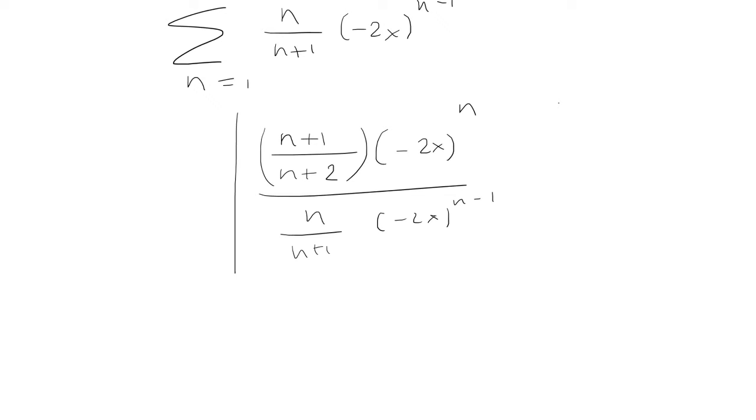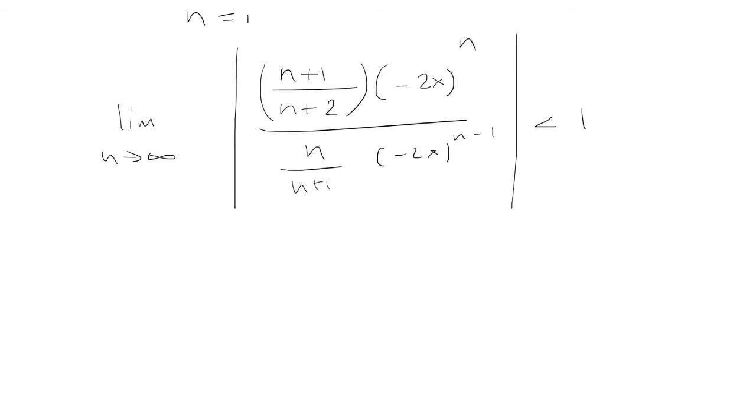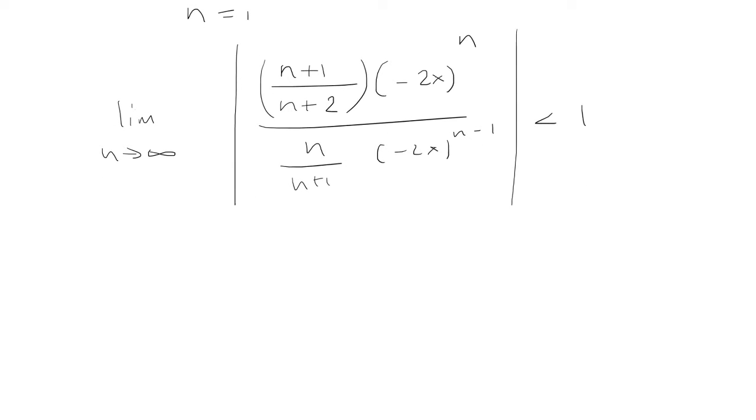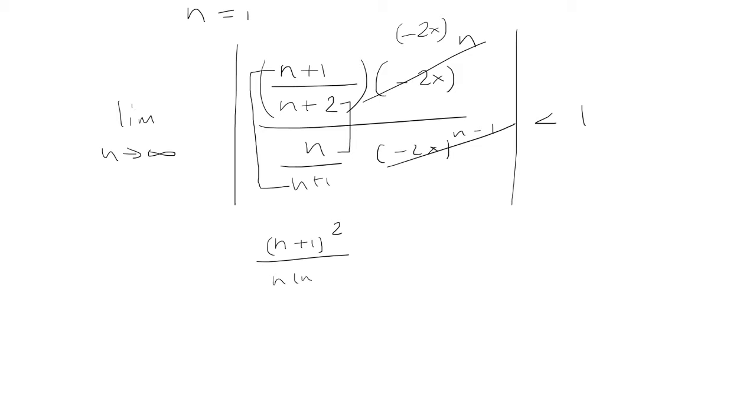So we're going to take the absolute value, then the limit as n approaches infinity. We want this thing to be less than 1. So we're going to eliminate the negative 2x to the n minus 1 and negative 2x to the n and have a factor of negative 2x. And now we can multiply the n plus 1 times n plus 1 to get n plus 1 squared. And then we're going to divide it by the product of n times n plus 2.